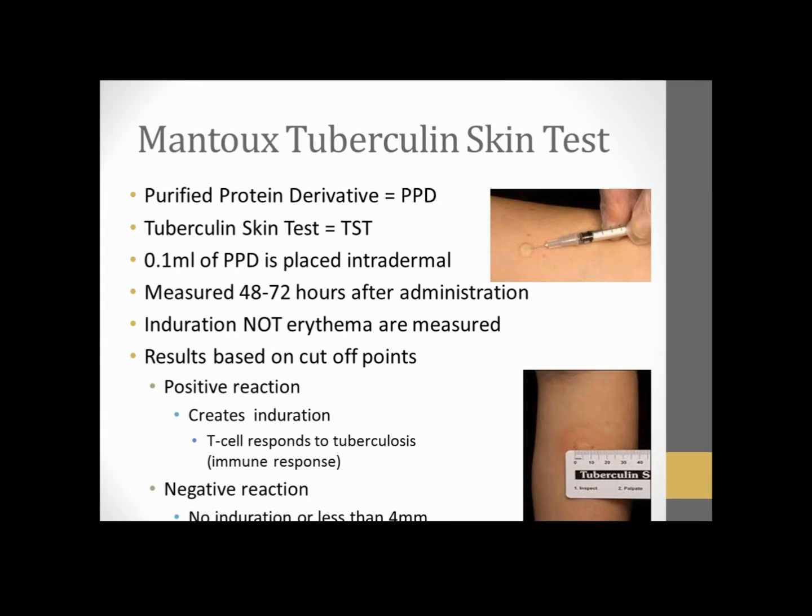The Mantoux tuberculin skin test, PPD comes from purified protein derivative, and TST is the tuberculin skin test. So you'll see those acronyms a lot. Essentially, 0.1 mLs of the PPD solution is placed intradermally, which is just under the skin. And when you're placing the skin test, you should be able to still see the bevel just under the skin. You'll create a wheal like in the picture up top. And then you send the patient on their way and you ask them to return within 48 to 72 hours after administration.